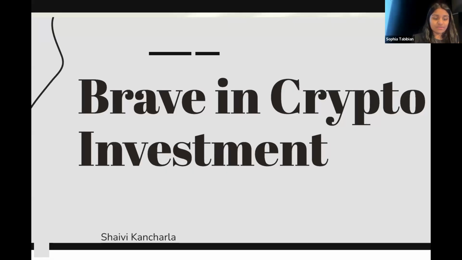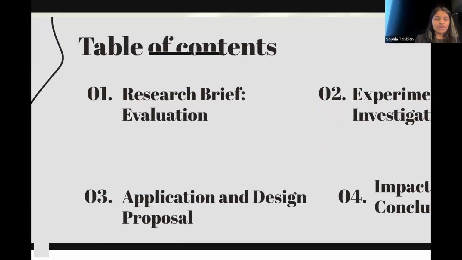I'm going to be presenting my evaluation on Brave Leo and its effect on cryptocurrency investment research. First of all, I'm going to start off with my research brief and basic evaluation of what Brave Leo AI is. Then I'll go into my experimental investigation, where I tested the effect of different task types and prompt types on the outputs of Brave Leo AI and how it would be helpful from an investment-based standpoint.